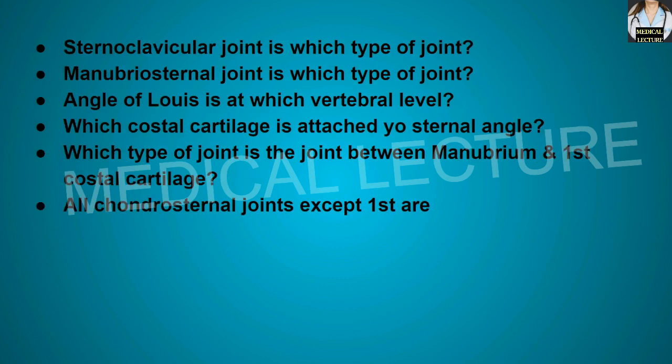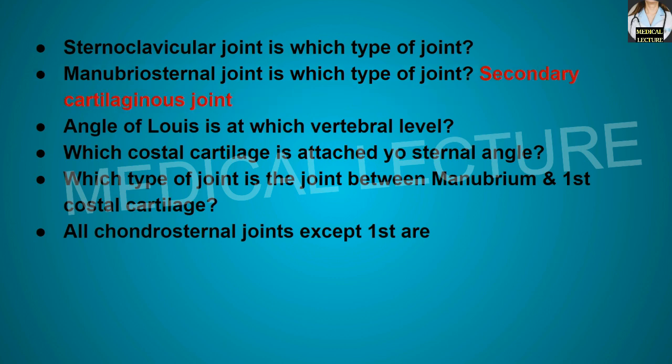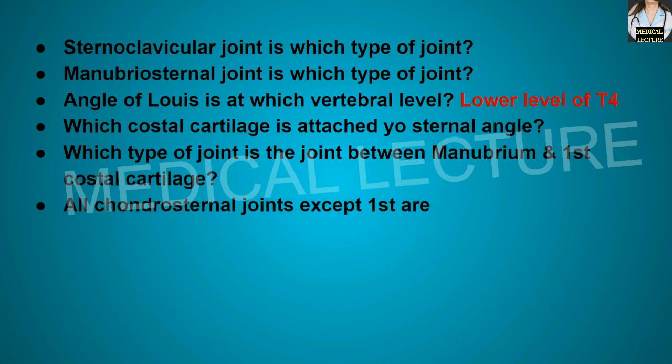Sternoclavicular joint is which type of joint? It is a saddle variety of synovial joint. Manubriosternal joint is which type of joint? It is a secondary cartilaginous joint. Angle of Louis is at which vertebral level? At the lower level of T4.